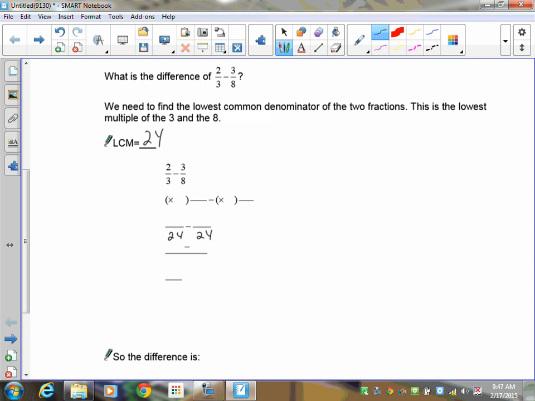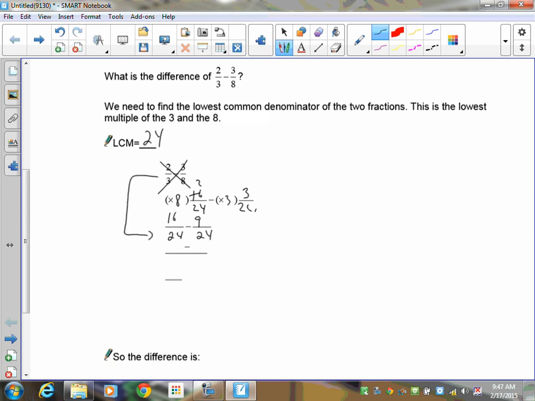Now, how do they get that? Well, in order to get the 3 to a 24, I multiplied by the 8. So this side, top and bottom, are both multiplied by 8. And over here, I'm going to be multiplying both sides by the 3. So this ends up being, just like we did before, cross multiplying, 2 times 8 being 16, so that's 16 24ths, and 3 times 3 is 9. I guess I should be putting a 2 here and a 3 here. That gives me 9 over 24.